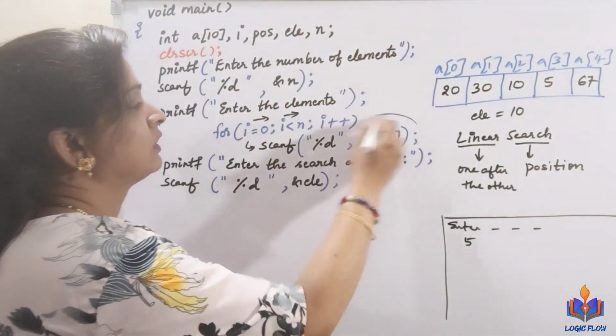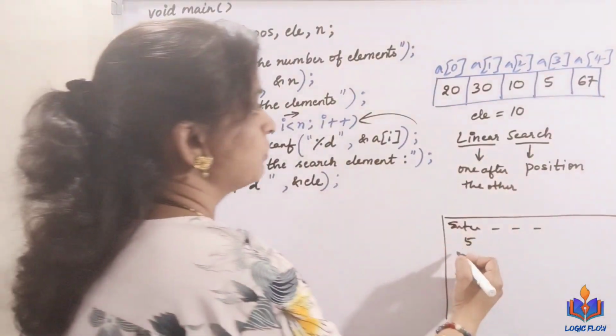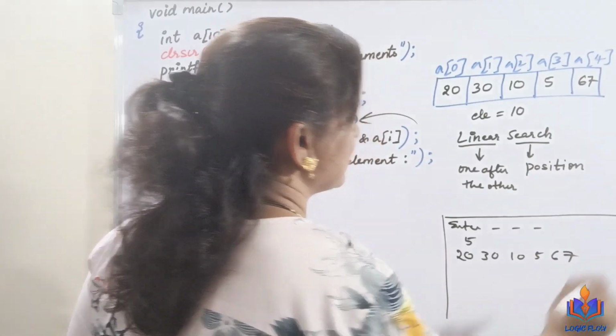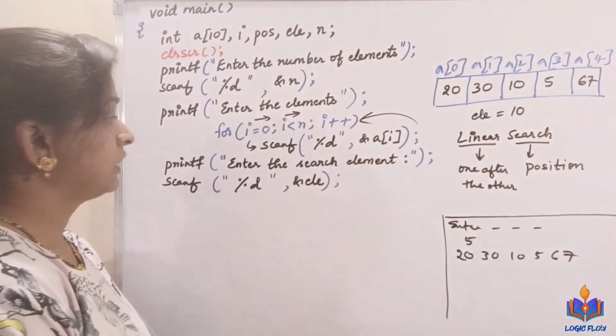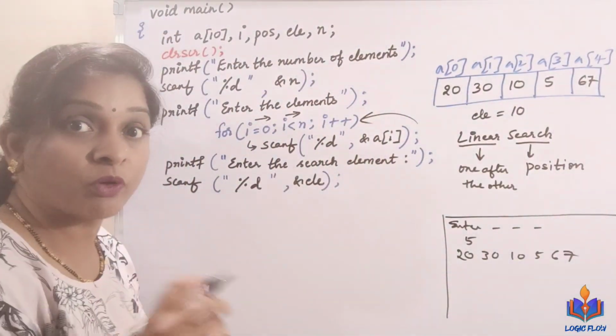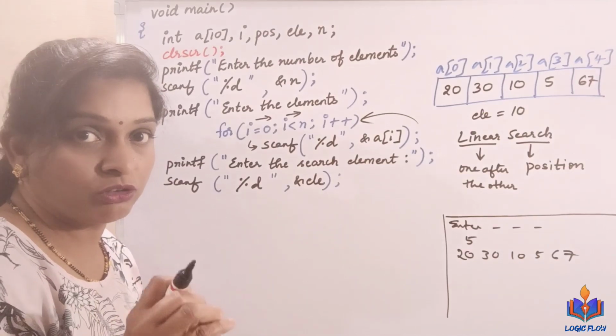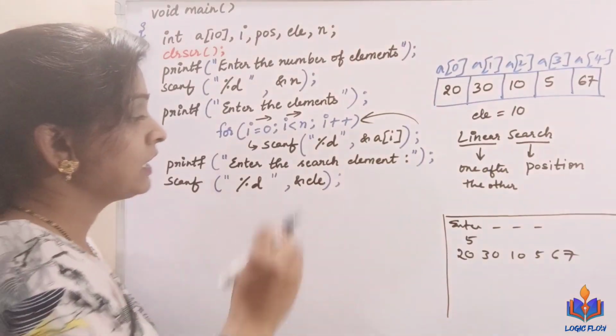The loop goes on. Then I am done with the values. So I'll input 20, 30, 10, 5 and 67. These elements I have entered. Then I'll say enter the search element. That's what I need to find, that is, the position of that element I need to find. Which is that element? I say the search element.